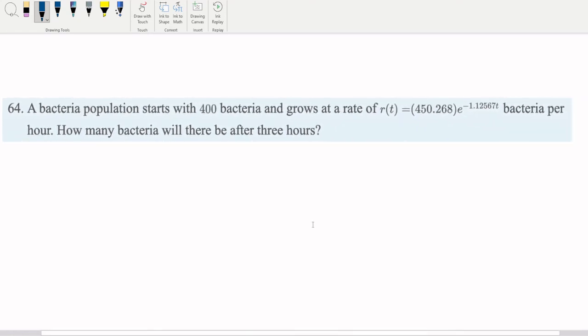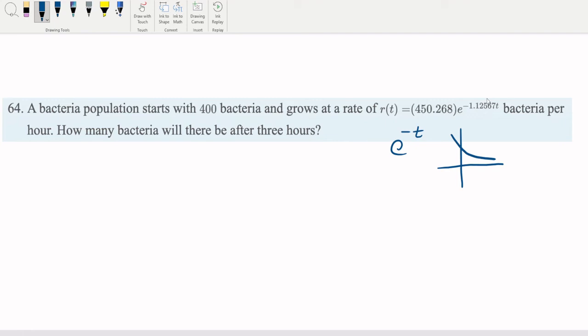A bacteria population starts with 400 bacteria and grows at a rate of R of t equals 450.268 times e to this negative power. So stop right here. What is this growth rate telling you, right? E to a negative power. What is e to a negative? Just make it simpler on yourself. E to the negative t. Remember what this looks like. This is decreasing. Looks something like that. We don't have to be perfect, but it's something like that.